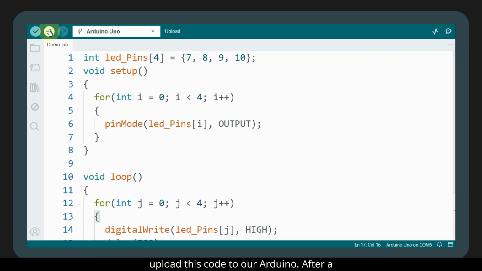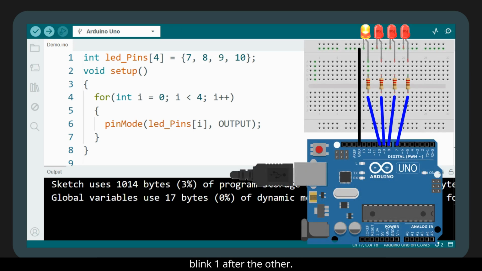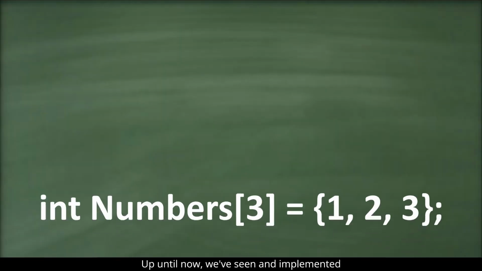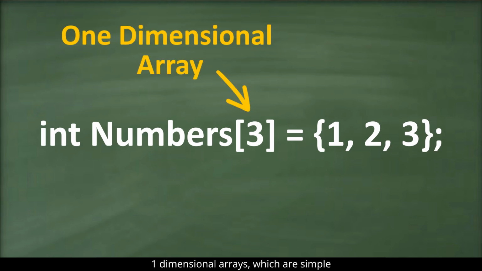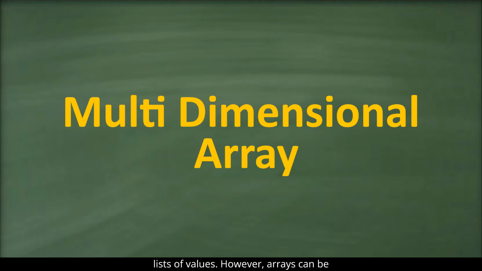Now let's upload this code to our Arduino. After a successful upload, the 4 LEDs will blink one after the other. Up until now, we've seen and implemented one-dimensional arrays, which are simple lists of values. However, arrays can be multidimensional, and here's why we might need them.